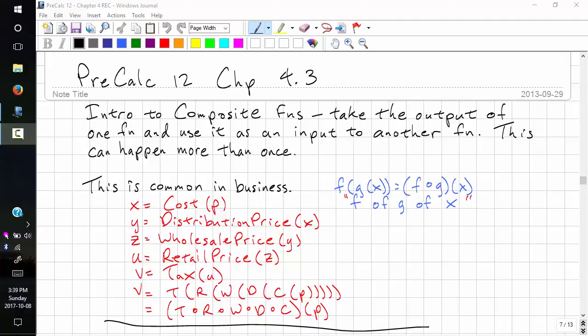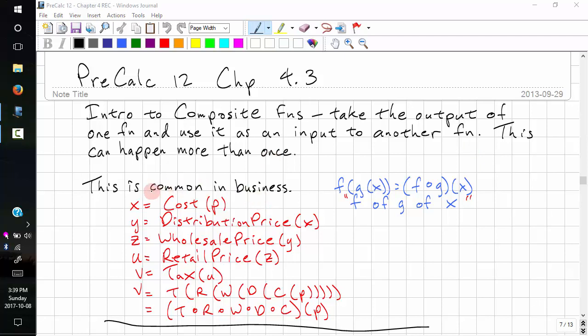This is PreCalculus 12, Chapter 4.3. We're going to be looking at composite functions. This is a little bit different than what you've done. We take the output of one function and use it as the input to another function. And this can happen more than once.